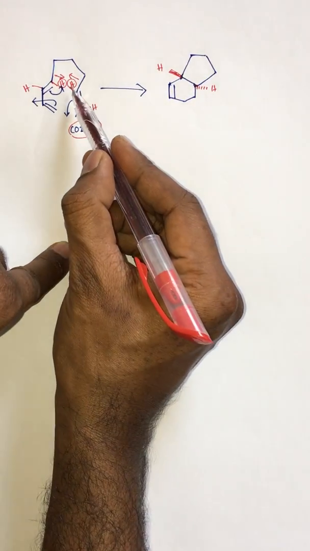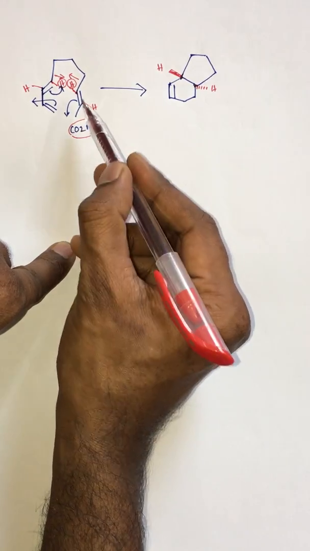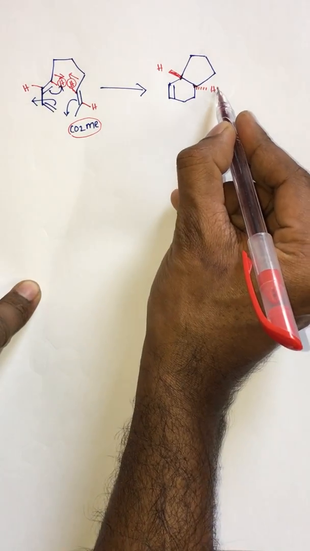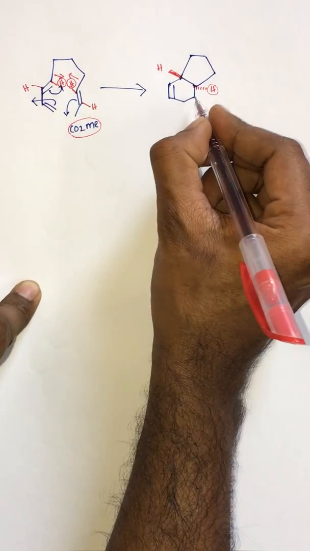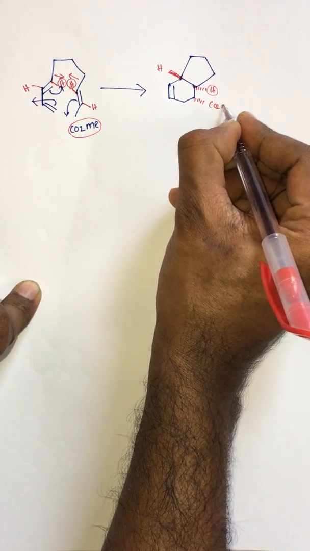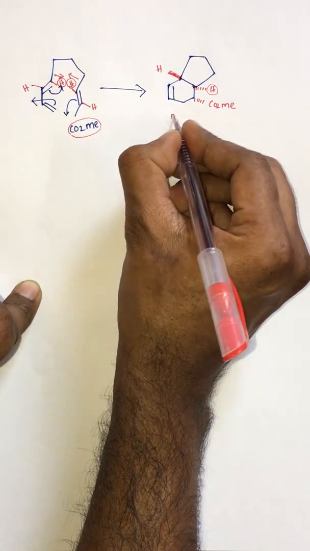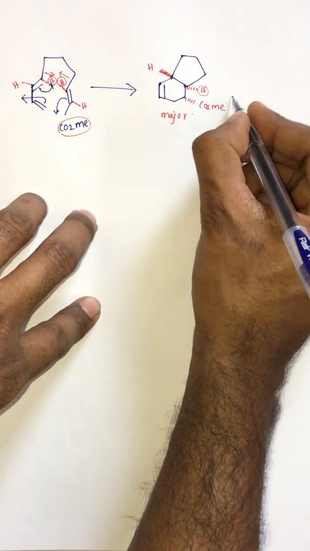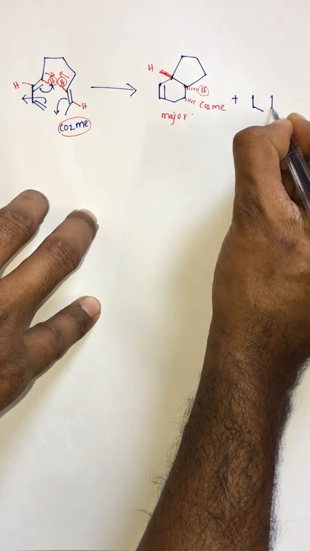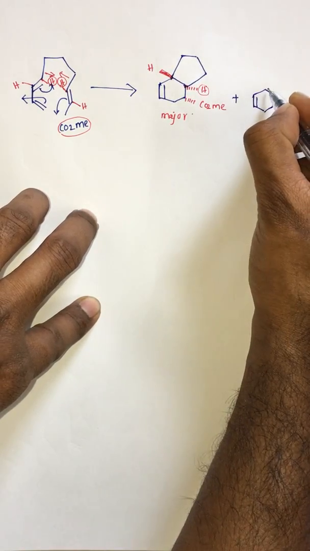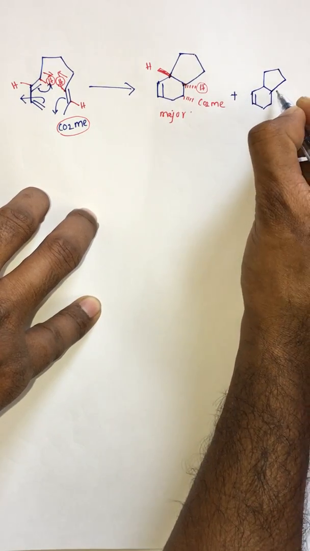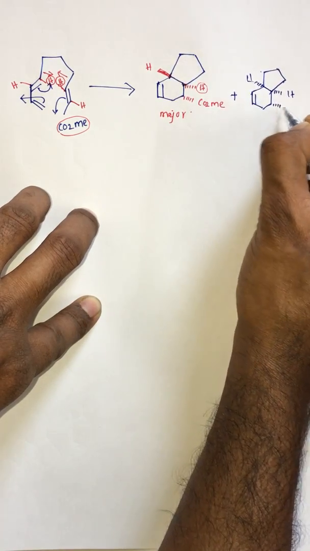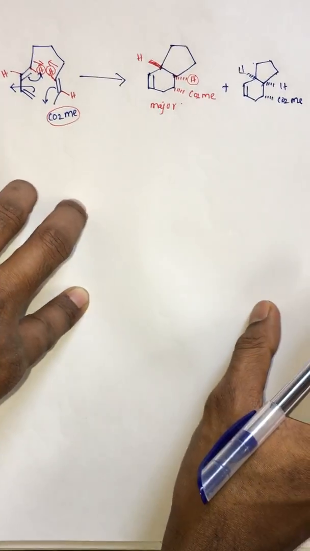Now this hydrogen and this CO2Me are on the same side. This is the left-hand side and this is also the left-hand side. So whatever the position of this hydrogen, the same position the CO2Me also takes. So this is the major product here. One more product also forms here. So this is another product we'll get.